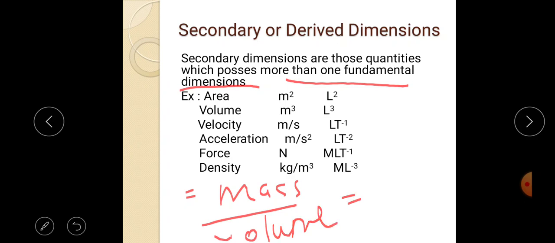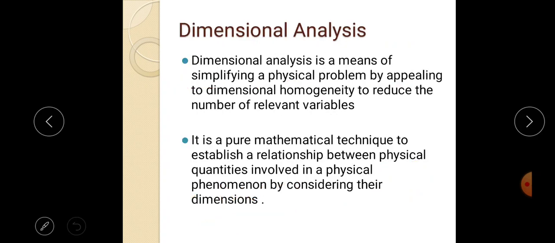We know mass m and volume L cube, so this is simply M L to the power minus 3. So basically, what I'm trying to say is that secondary dimensions are those quantities which possess more than one fundamental dimension. When fundamental dimensions are combined together, we get the secondary or derived dimensions, with examples like area (meter square), volume (meter cube), velocity, acceleration, force, density, and there are many more, to name a few.